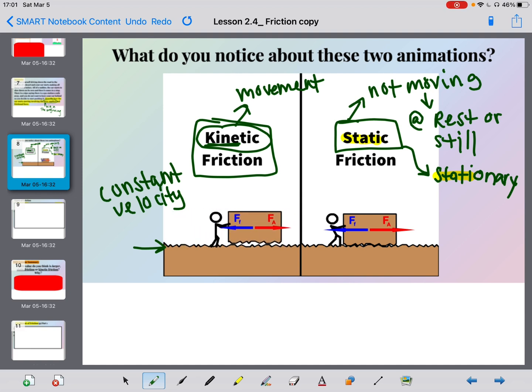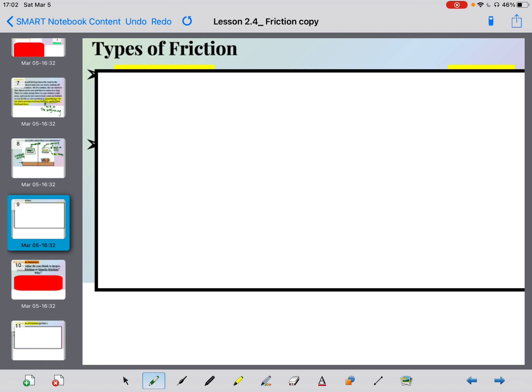Now let's take a look to the right. Now we have static friction. Clearly we just said this is the friction for when objects are not moving. Again, we have the same size vectors, force of friction and force applied. However, my object isn't moving. And that should make sense because when objects are at rest, we know that on our free body diagram, our force of friction and our force applied are the same thing and they'll actually cancel out.